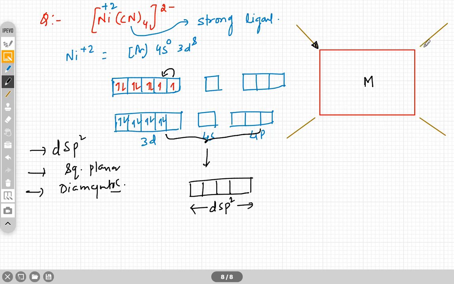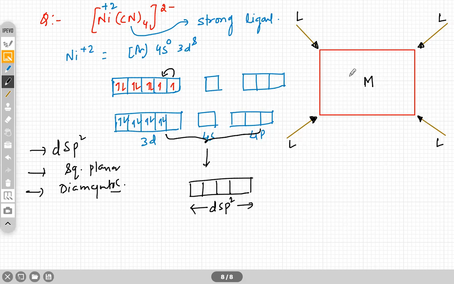So suppose all the 4 ligands are coming from this direction and trying to approach the metal for bonding. It is trying to donate its electron to the metal from these directions. All these directions the ligands are coming. Correct? So obviously, this metal has all the d orbitals. Correct? All the d orbitals.